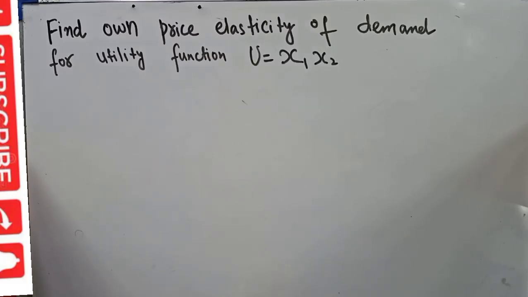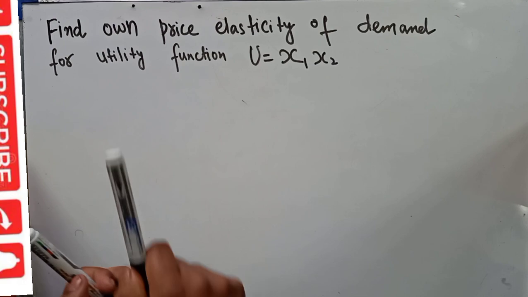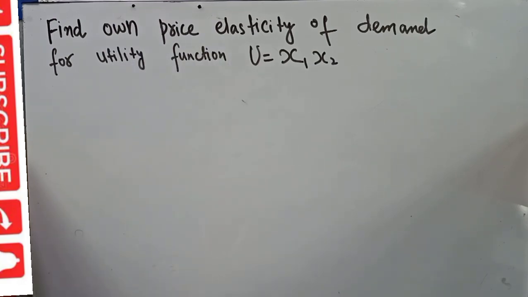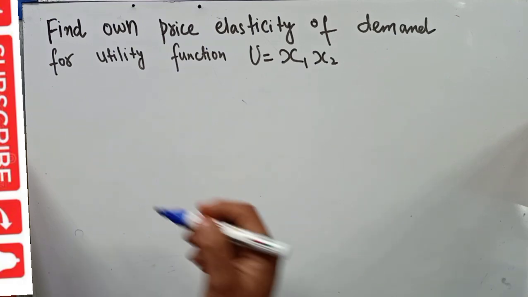Let us learn how to find own price elasticity of demand from the given utility function. The question is: find own price elasticity of demand for the given utility function u equals x1 times x2, where x1 and x2 are the two goods.